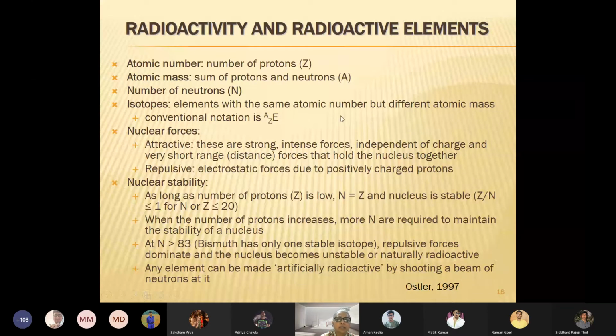Isotopes are defined as elements with the same atomic number but different atomic mass, and the way we write it is A, Z, and E is the element. Now, what holds the nucleus of the atom together? There are two types of nuclear forces. One is attractive, the other is repulsive. The attractive forces are strong, intense forces. They are independent of charge. They are very short-range forces that hold the nucleus together. And the repulsive forces are the electrostatic forces between positively charged protons.